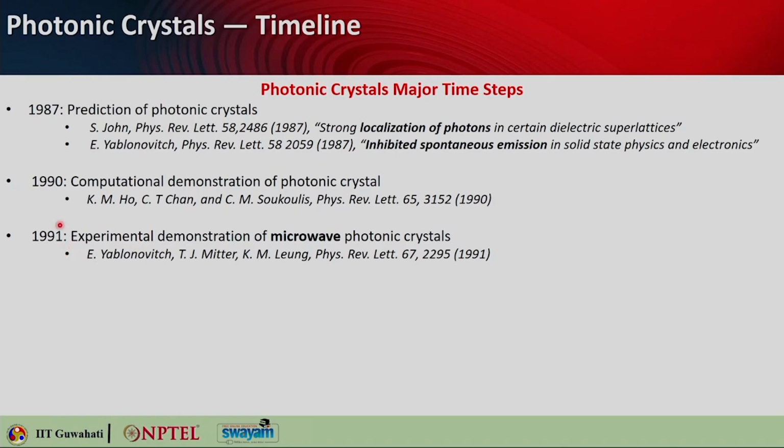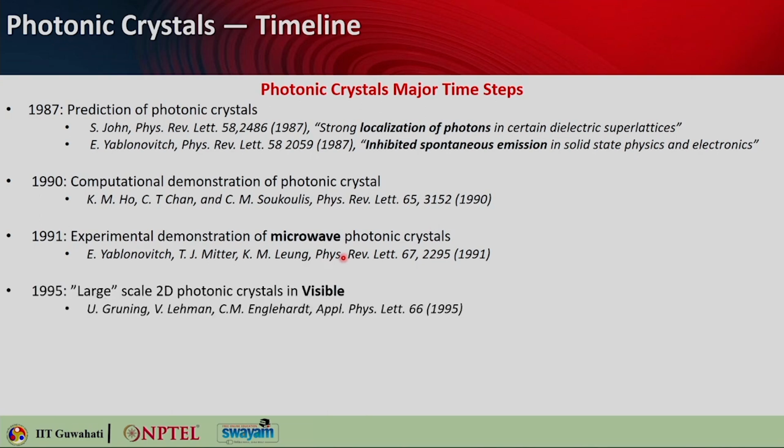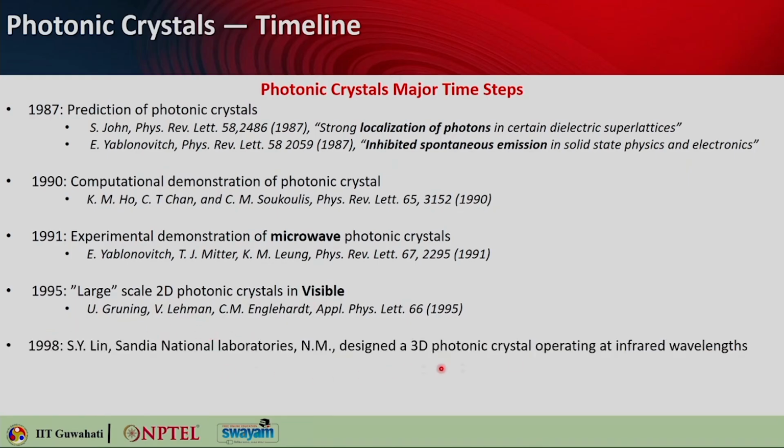And then in 1991, experimental demonstration of microwave photonic crystals was done by Yablonovitch. So, this is where his contribution comes into the picture. He was the first one to predict it, and then in 1991 he was able to demonstrate this concept, using a microwave range analogy for photonic crystals. In 1995, large scale 2D photonic crystals in the visible range were made by this group, and in 1998, 3D photonic crystals operating at infrared wavelengths were fabricated in this particular laboratory.